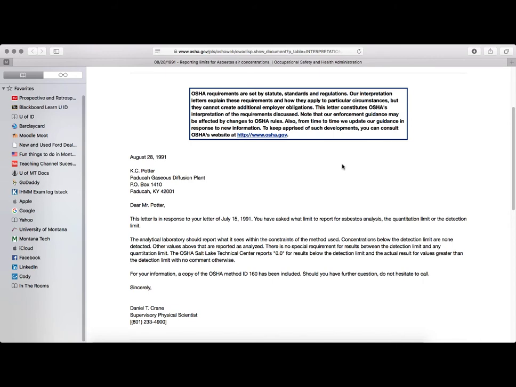So I have an OSHA response letter here on limit of quantification and limit of detection, and I thought I'd put that in there for you to read so that you understand what OSHA is looking for. Although I know we're building our industrial hygiene programs beyond compliance, it's nice to have the interpretation from the experts.